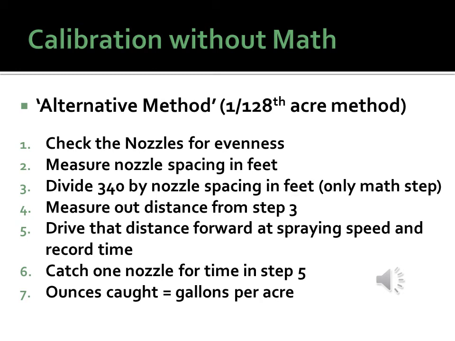So whatever we get from step three, that's going to be our distance on our course. Step five, we're going to drive that distance forward at spraying speed and record the time. Step six, you're going to catch one nozzle for the time in step five. And then step seven, the ounces caught is your gallons per acre. So whatever you catch in that nozzle from step six is your ounces caught in step seven.